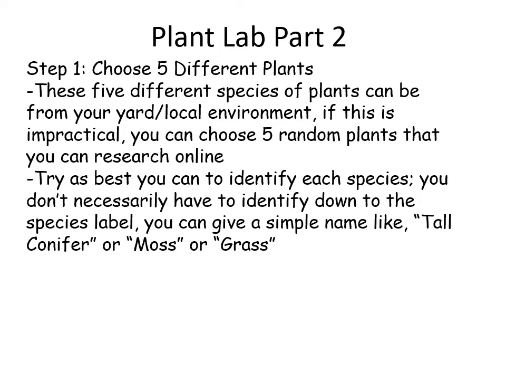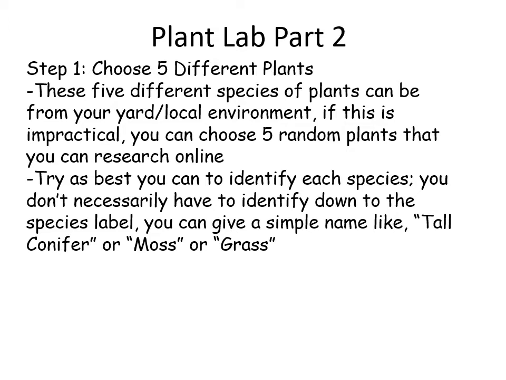So the first step is to choose 5 different plants. And you can do this locally, so in your backyard, front yard, local environment. If it's impractical for you to do something like that, you can just choose 5 random plants you could research online. But ideally, pick some plants that you can look at closely and try as best you can to identify each species. Use the information that you learned in lecture.